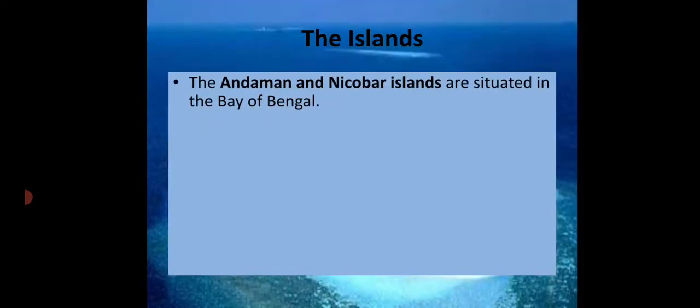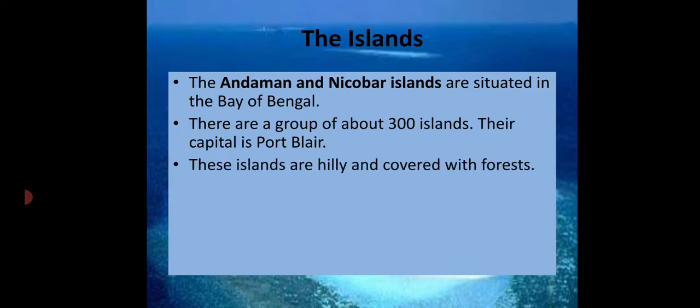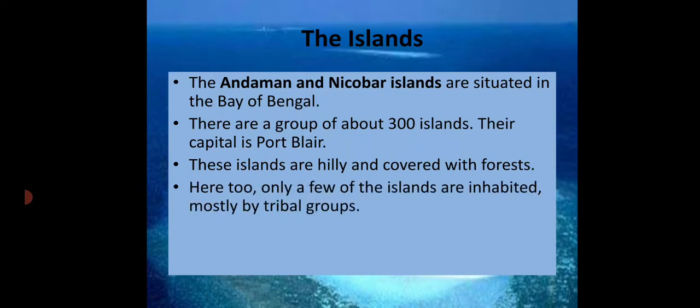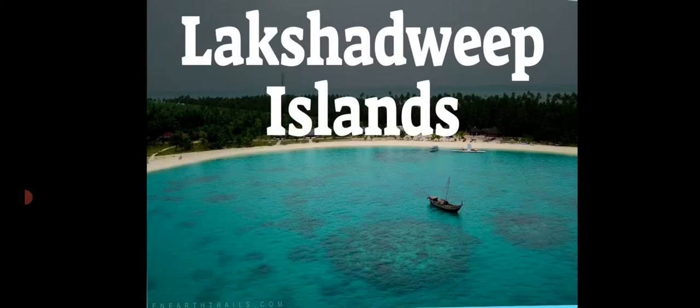The Andaman and Nicobar Islands are situated in the Bay of Bengal. There is a group of about 300 islands. The capital is Port Blair. These islands are hilly and covered with forests. Here too, only a few islands are inhabited, mostly by tribal groups. The famous Cellular Jail is in Andaman. Only 38 islands are inhabited.